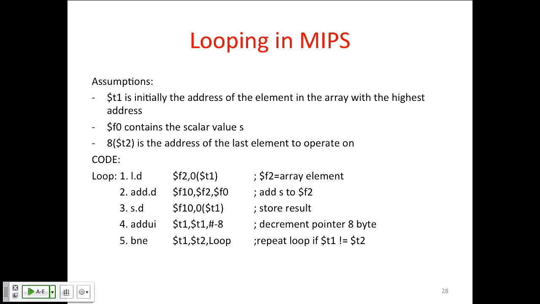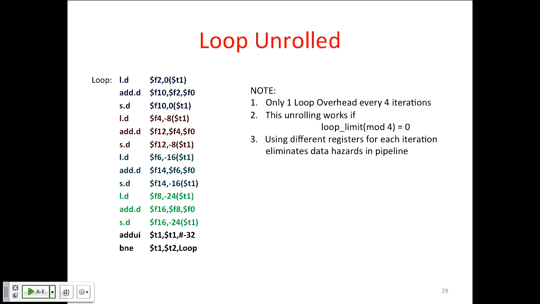And T1 is the integer register that holds the address. So then we decrement T1. In this case, the loop's going down through memory. And if it's not equal to this end count, then we branch back to the loop. So this is one at a time, loading an element, adding something to it, storing it to memory, decrementing the pointer, checking the loop, and branching back. So doing one element at a time. What we can now do is unroll the loop.